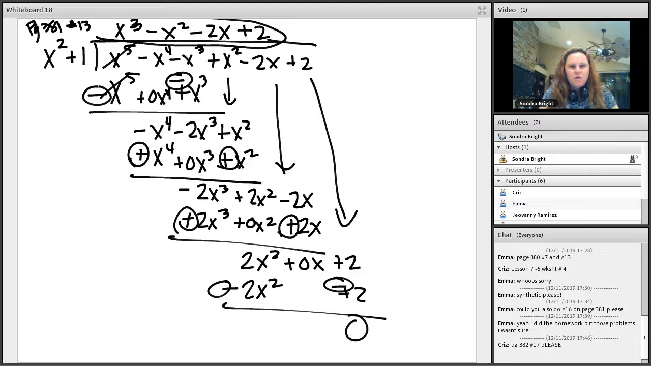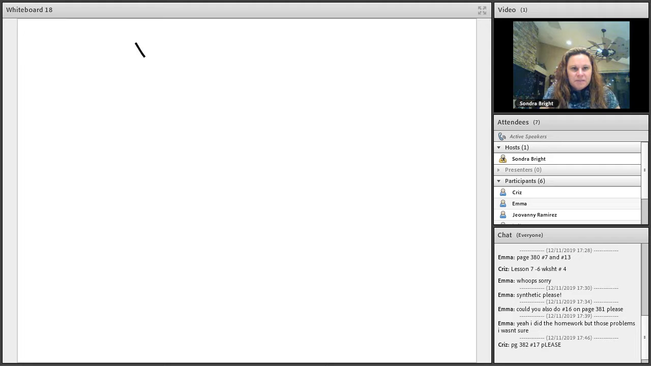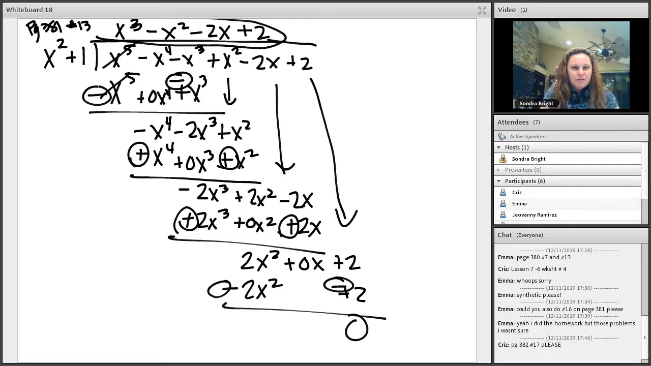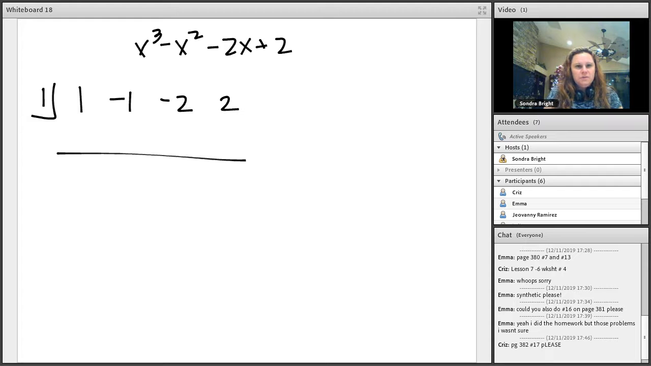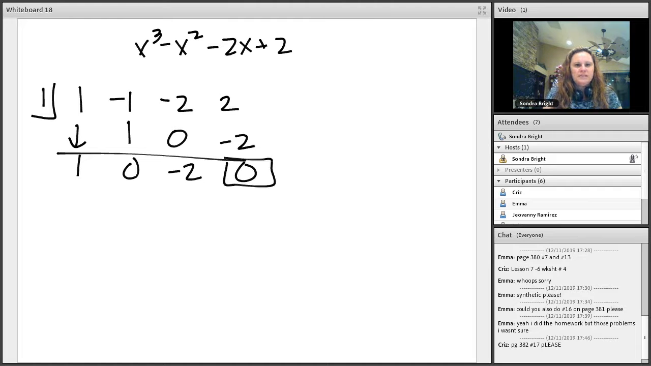Yeah, so I would do synthetic on that one. So far we have i and negative i, and then we've reduced it down to this cubic, x cubed minus x squared minus 2x plus 2. And we want to solve this guy. So I would try a 1: 1, negative 1, negative 2, and 2. Bring down the 1, 1, 0, 0. Nice. Finally, something works in my favor.